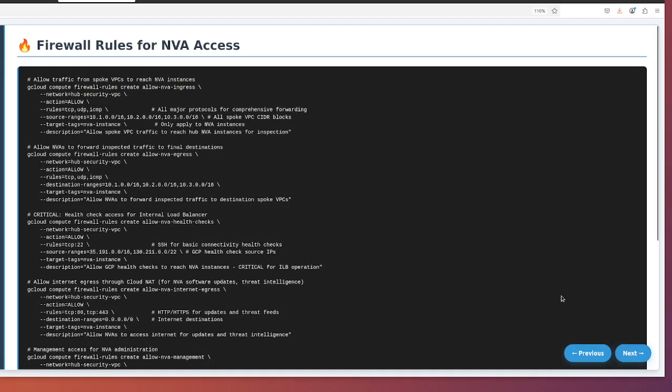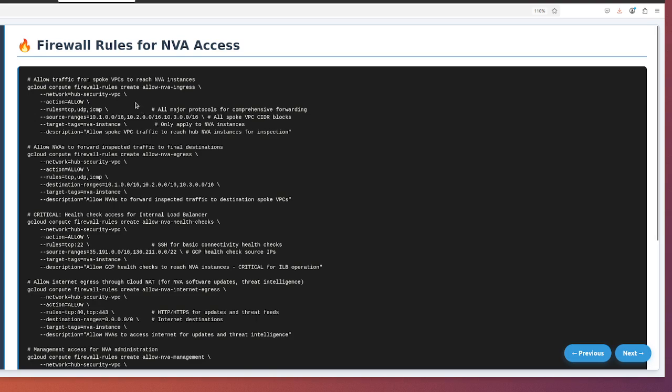Firewall rules for NVA access, critical configuration. Firewall rules for NVA deployments are often overlooked, but are absolutely critical for proper operation. Without the right firewall configuration, your carefully planned routing will fail because traffic cannot actually reach the NVAs.